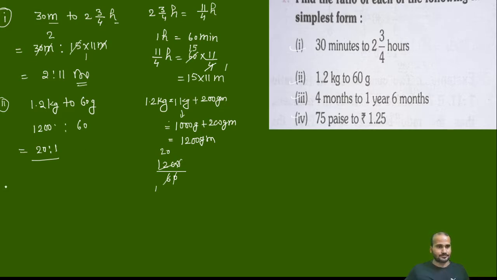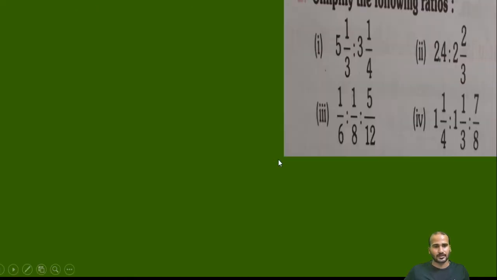Now third one. So what is third one? It is 4 months to 1 year 6 months. So always change the biggest unit. Always change to the bigger unit, because while changing to the bigger unit, it's easy comparison from small unit to bigger unit. So we know that 1 year is equal to 12 months.